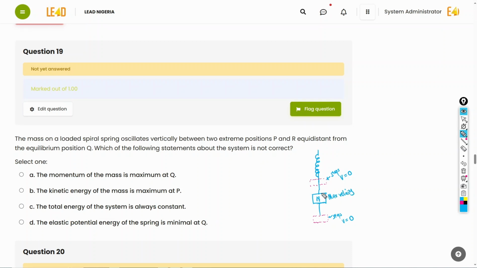So it literally increases speed until it gets to the equilibrium position. But the moment it passes the equilibrium position, it begins to drop speed. And that happens when it's going up and when it's going down. The same exact thing happens.